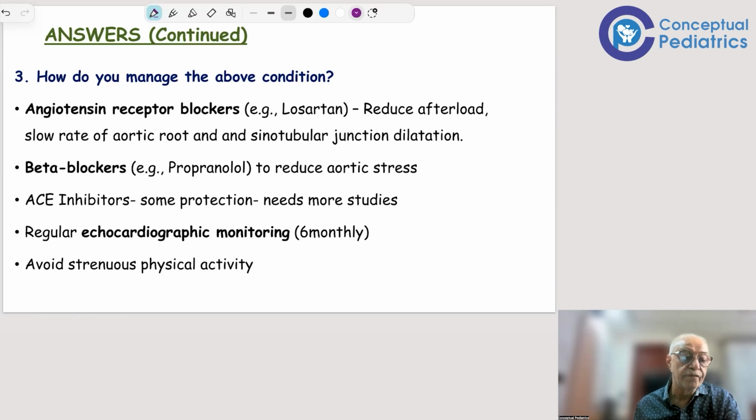And of course, because of the problem with the backflow, if there is highly strenuous activity, there could even be a sudden fall in the blood pressure. So avoid strenuous physical activity.